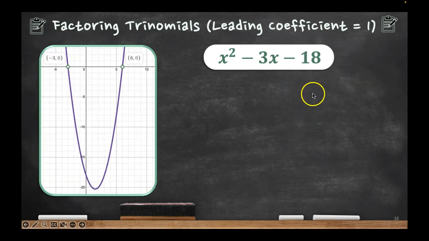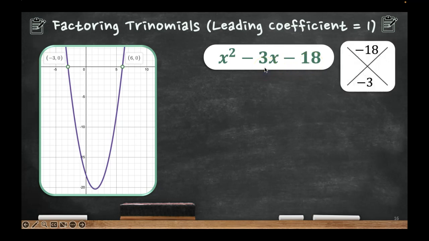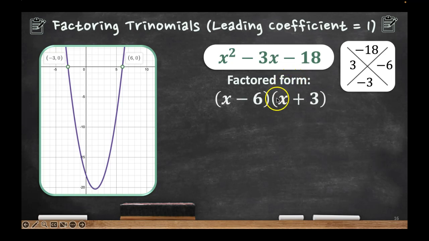So if I look here, what are two terms that multiply to get negative 18, but add to get negative 3? That would be negative 6 and 3. Because negative 6 times 3 gives me negative 18, and negative 6 plus 3 gives me negative 3. So those are my factors, x plus 3 and x minus 6.